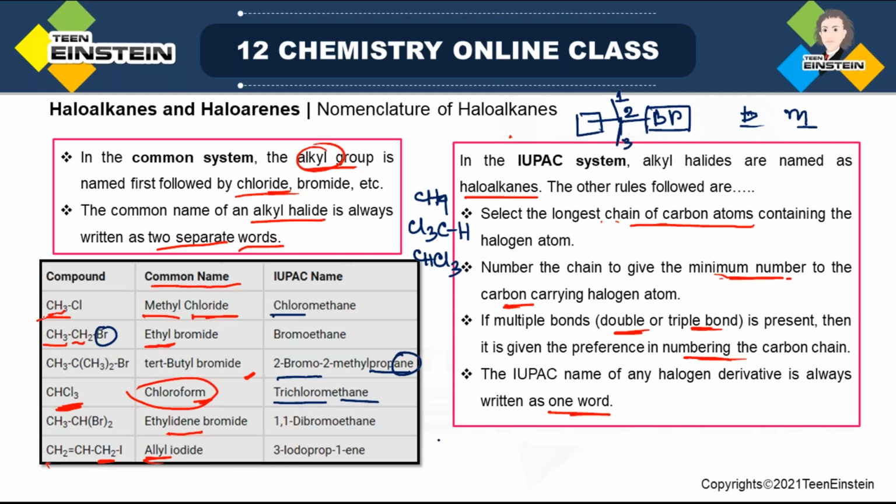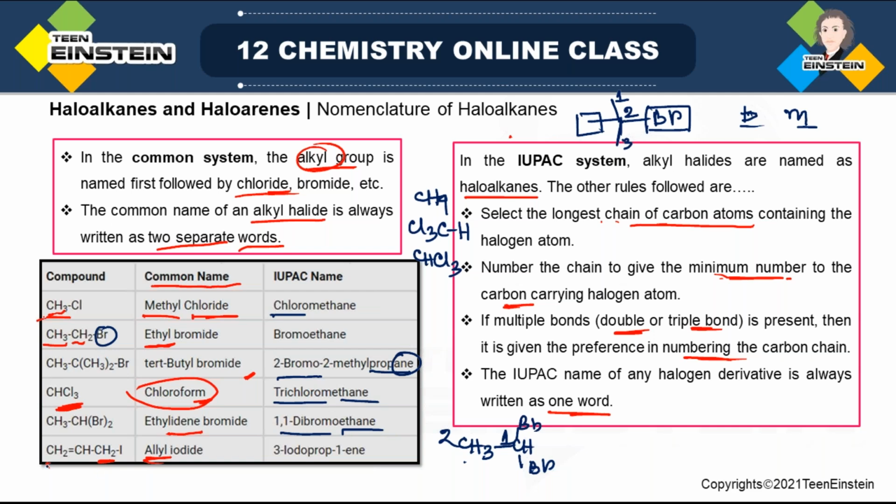Next one, CH3CHBr2. Remember the structure? CH3CHBr2. Now here the longest chain is obviously these 2 carbon chain, and this is position one because it contains 2 bromine. So you have to start numbering from this carbon, and this is 2. So it is 1,1-dibromo because the same carbon contains 2 bromine. And as the longest chain is 2 carbon, it is ending with ethane.